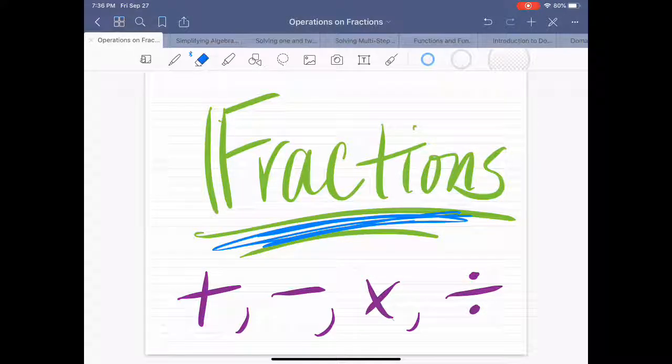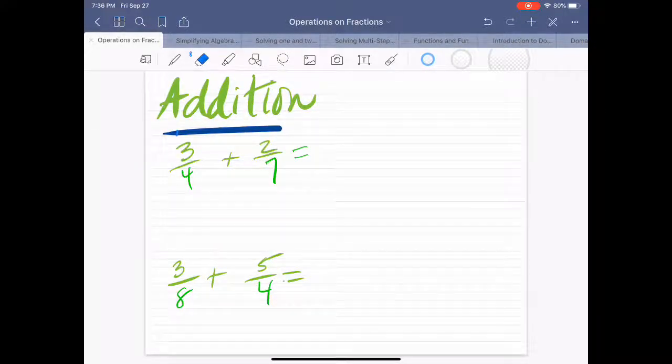In today's video, I'll be showing you how to add, subtract, multiply, and divide fractions. In our first example, we are adding 3 over 4 plus 2 over 7. So if you look at the denominators, 4 and 7, you can turn both of those into a 28. So the common denominator here is 28.